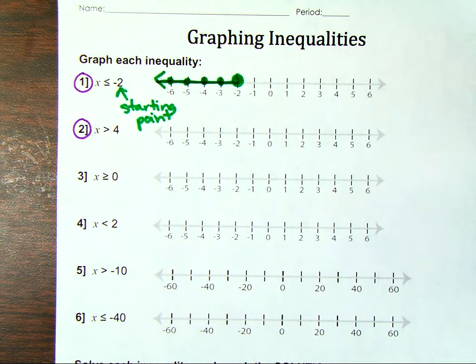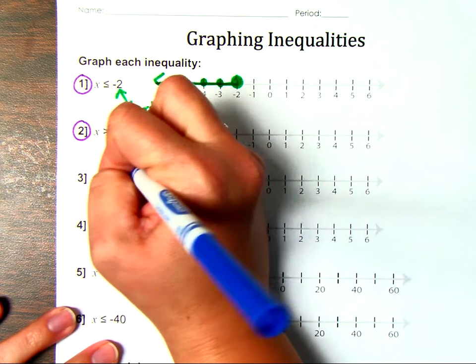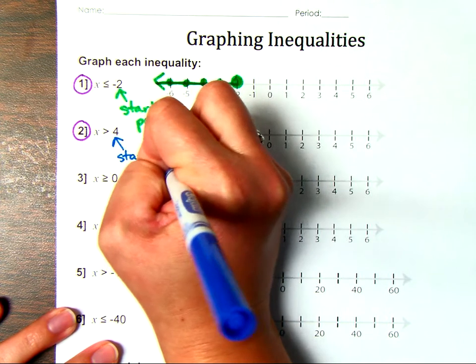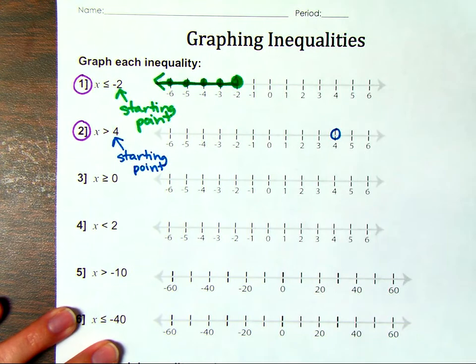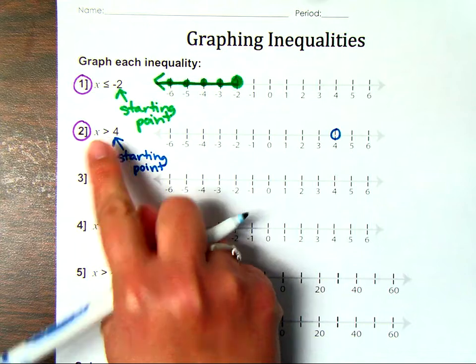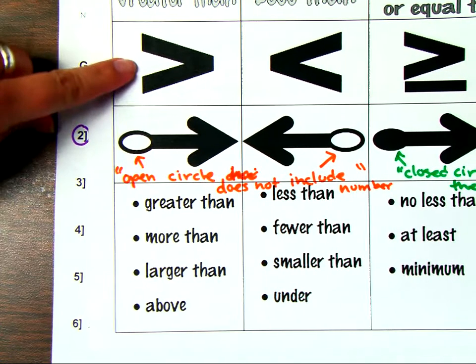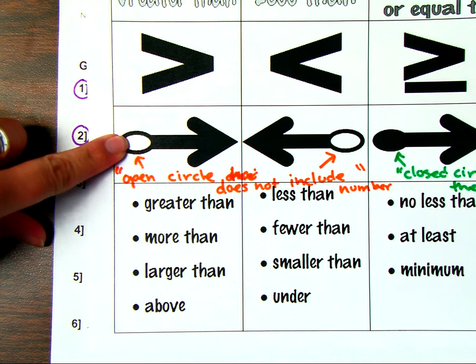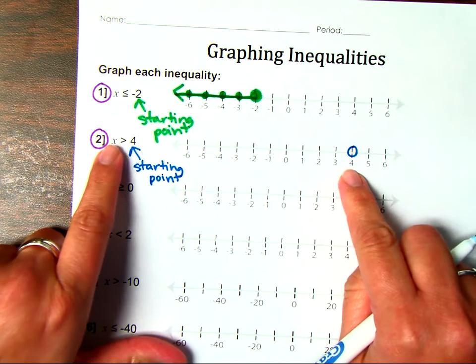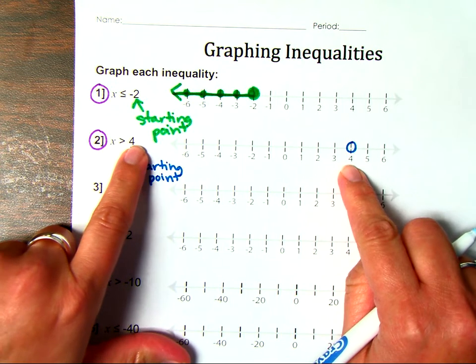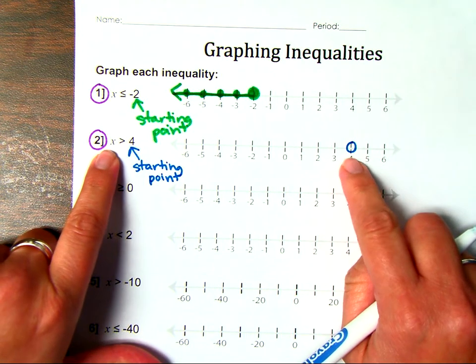All right, now we have another one. I'll do it a different color so we can see it. x is greater than 4. So again, this number right here is your starting point. So 4, I'm going to put a circle right there. Now I have to decide if it's a closed or open circle. So x is greater than 4. So just the greater than sign is going to be an open circle because it's not including that number. For example, if I put the number 4 here, 4 is not greater than 4. So that's why it's a non-solution, which means open circle.